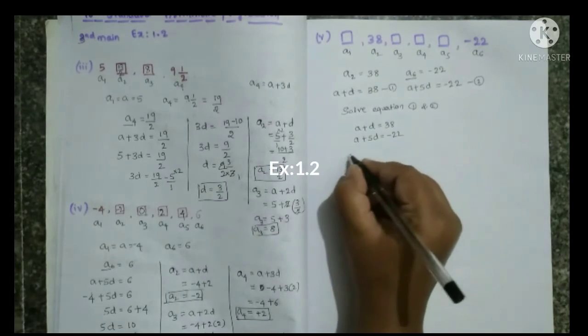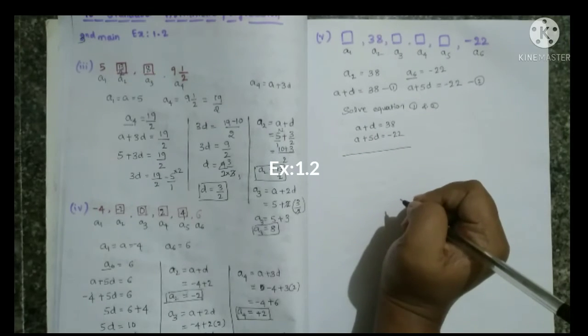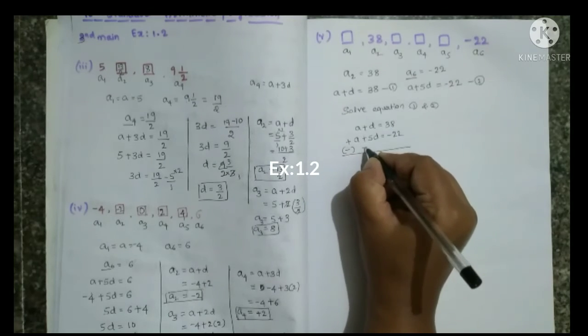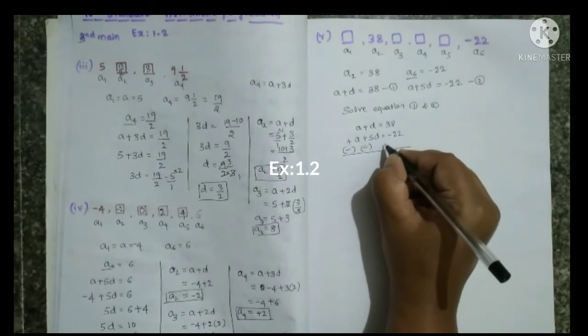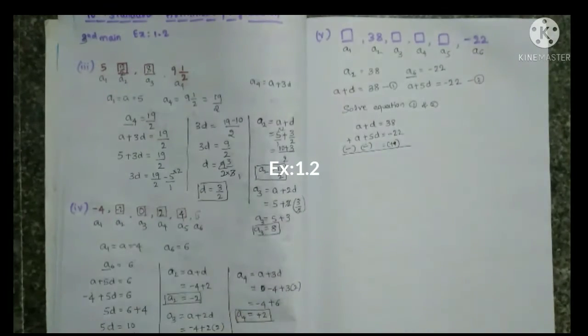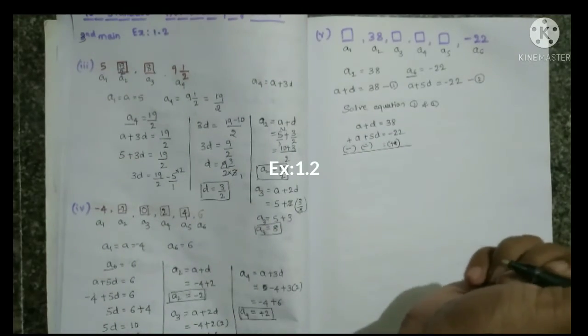Minus 22. Always, to solve the equations by subtracting, for the second equation we have to change the sign. Here plus is there, I am changing it as a minus. Here minus is there, I am changing this as a plus. Always keep in mind while subtracting, you have to change the signs for the second equation only. After changing the signs only you have to consider.